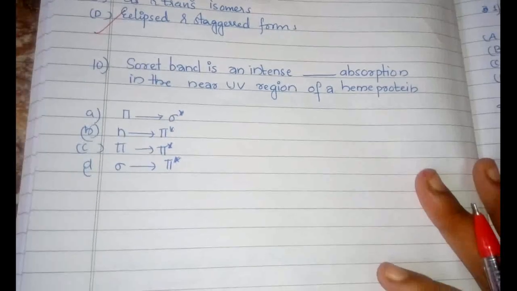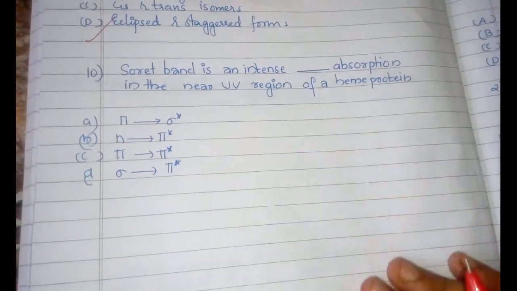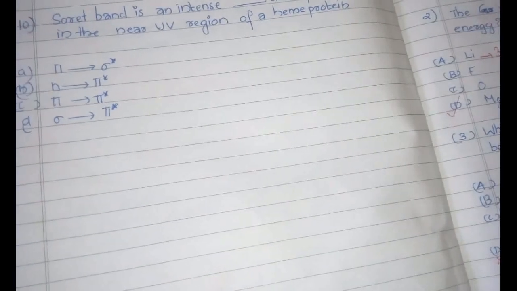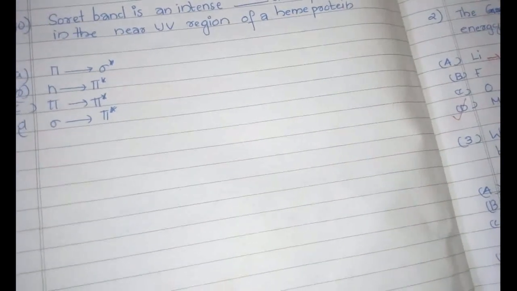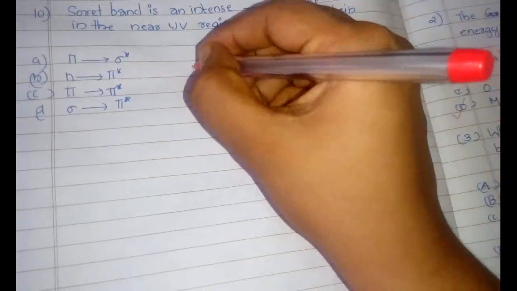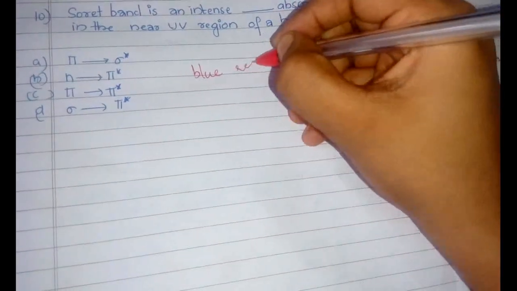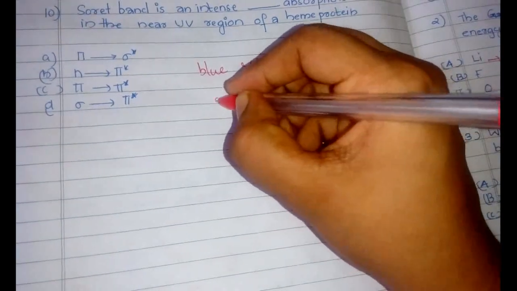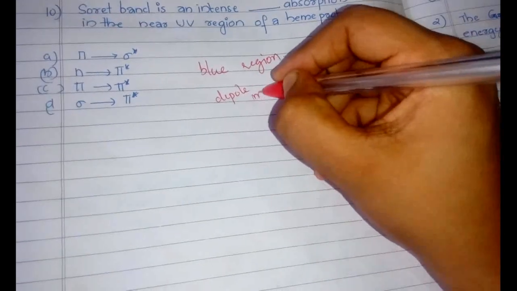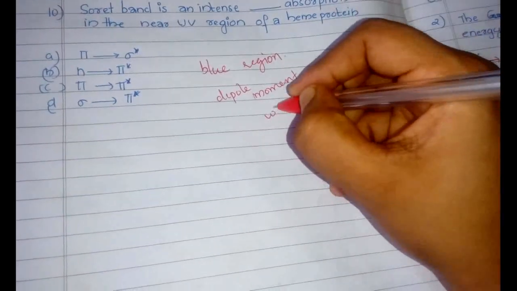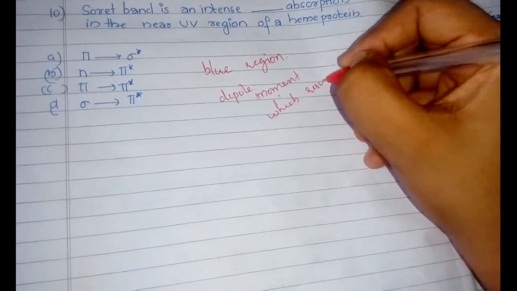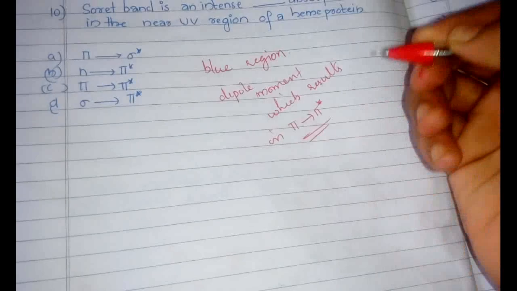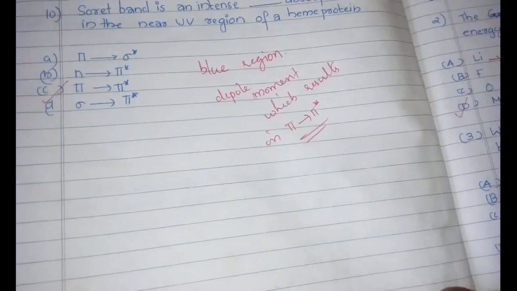Then the final question here is: Soret band is an intense dash absorption near the UV region. First of all, you need to know what Soret band is. A Soret band actually is an intense band found in the blue region, and it is occurring due to a certain dipole moment shift which results in pi to pi star transition. So our answer is option C, pi to pi star.